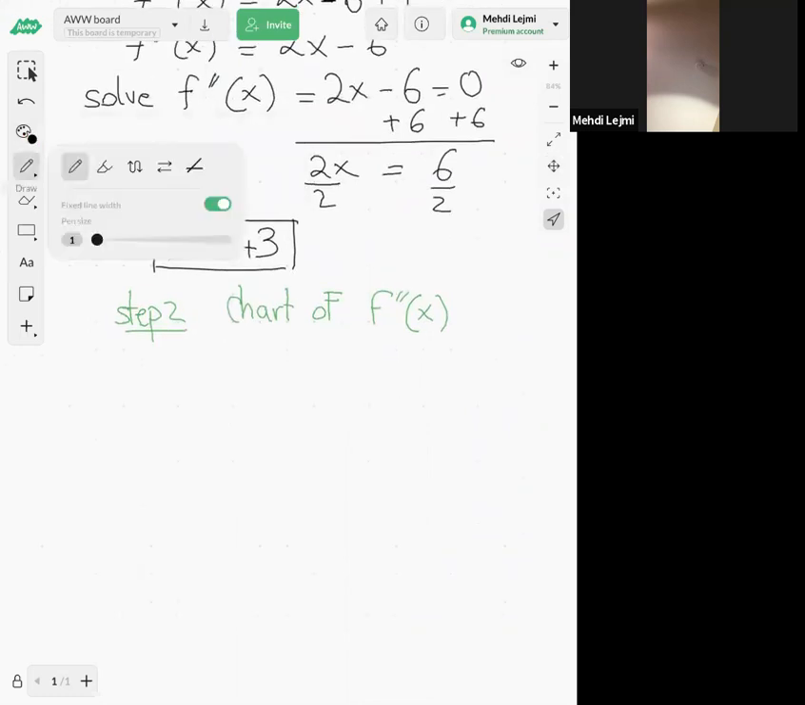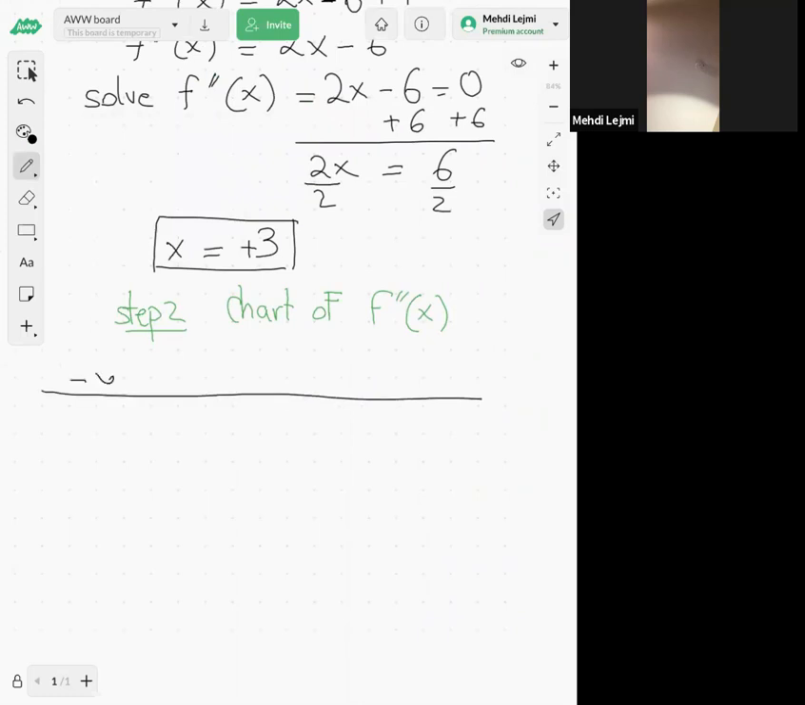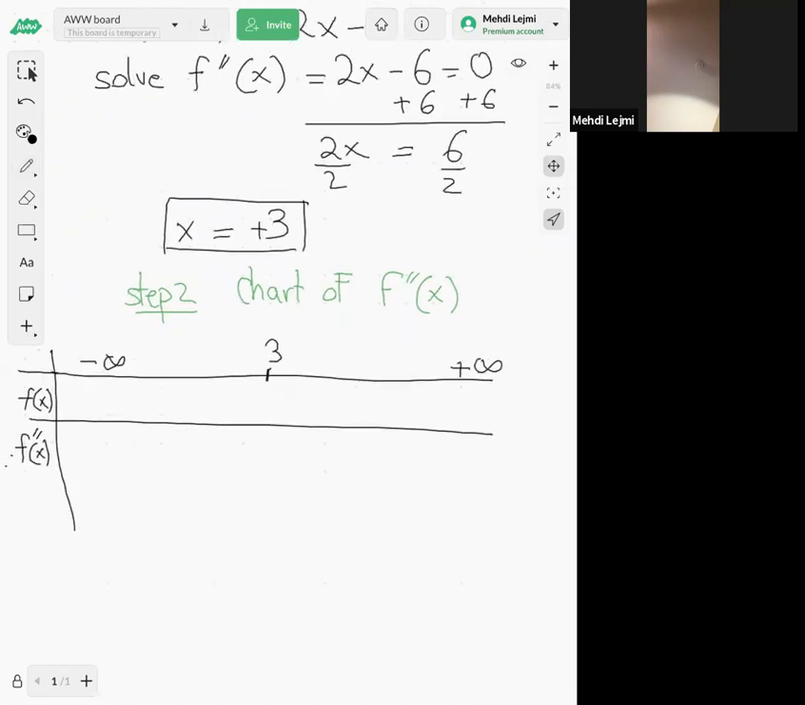As usual, here's my number line going from negative infinity to positive infinity. I'm going to put my solution, which is positive 3, on this number line. Then I have my f of x in the first row and f second in the second row. So f second is actually 2x minus 6.